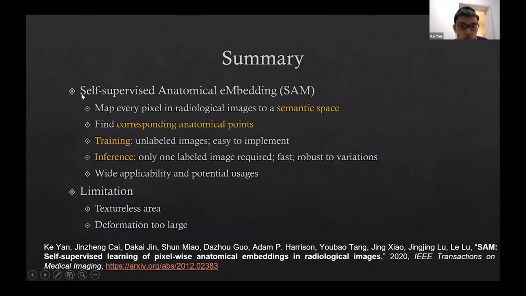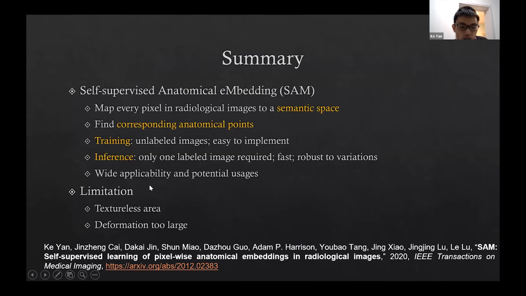In summary, our proposed algorithm SAM maps every pixel in radiological images to a semantic space, and it can be used to find the corresponding anatomical points. When training, it uses only unlabeled images, and it is very easy to implement. And in inference, it only needs one labeled image, and it is also very fast and robust to different variations in CT images. And it has wide applications and potential usages.